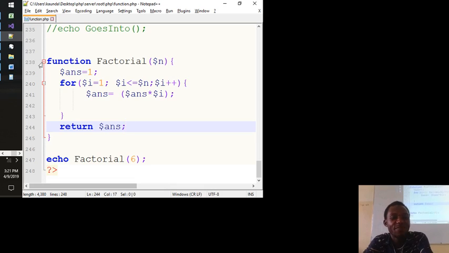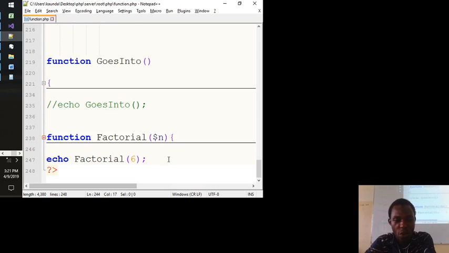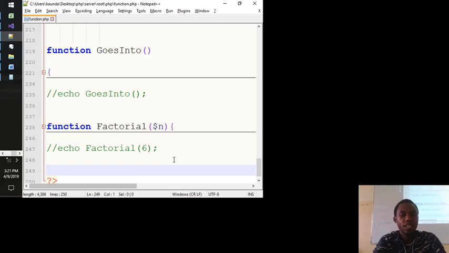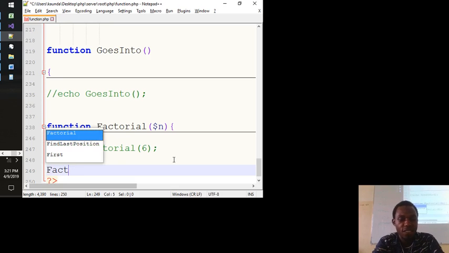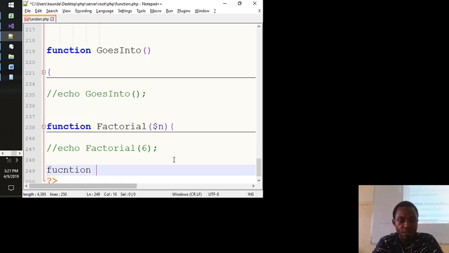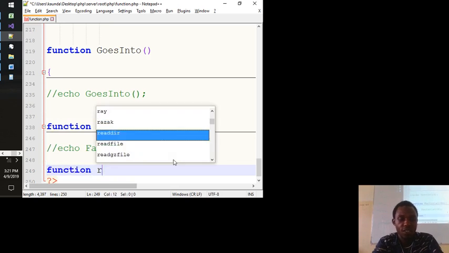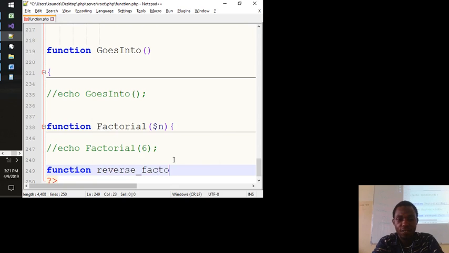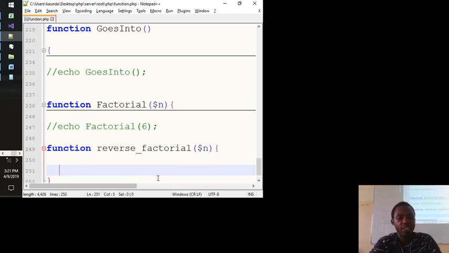Let's see it here. So let's say this should go away. I'm calling it reverse factorial. Let's say this time around we'll be given a number and then we are told to reverse it.